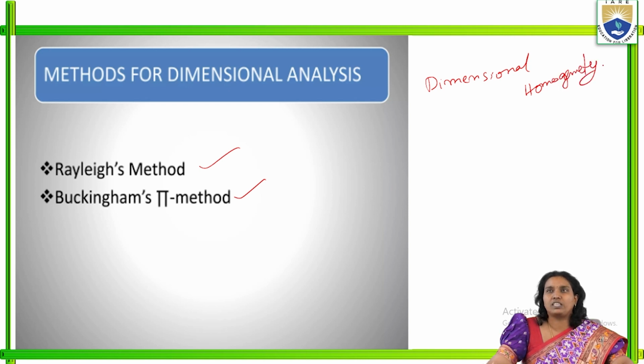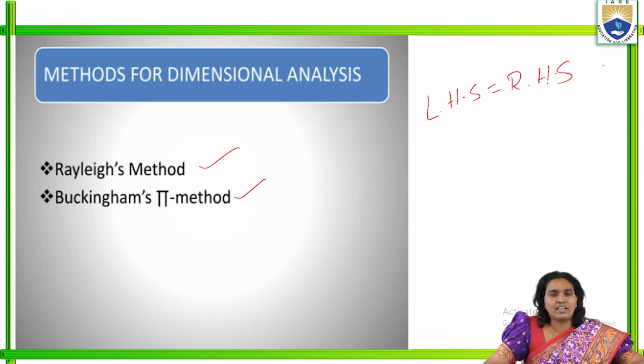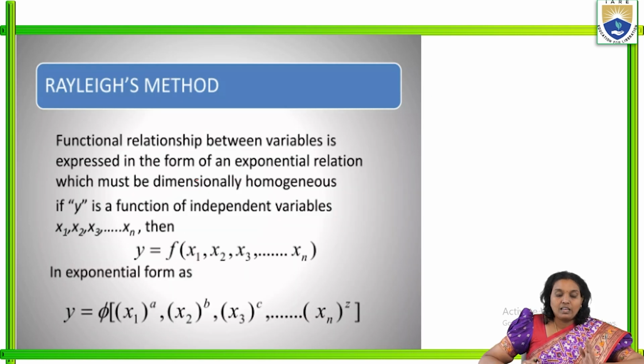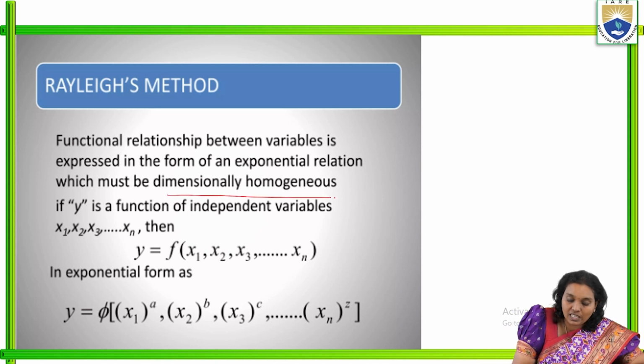Dimensional homogeneity means the left hand side dimensions are equal to the right hand side dimensions. Based on that, we are understanding these methods for dimensional analysis. The first one is Rayleigh's method. In this method, the functional relationship between the variables is expressed in the form of an exponential relation which must be dimensionally homogeneous.